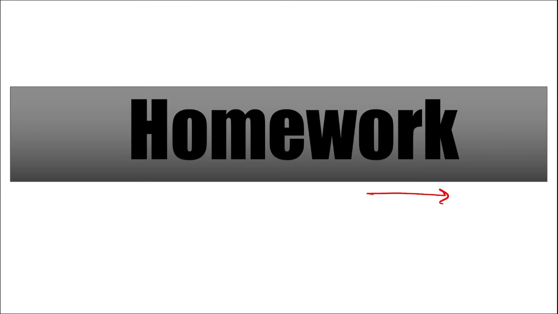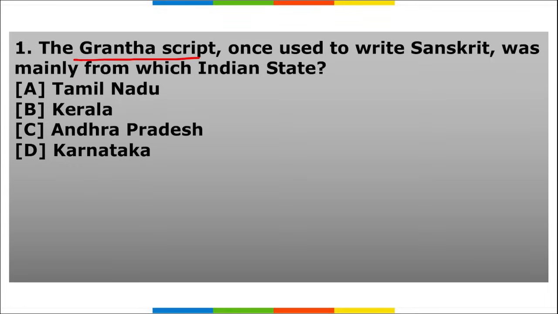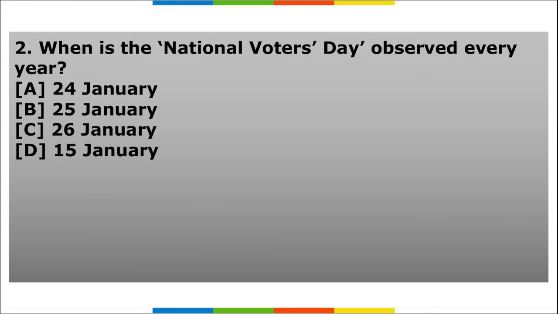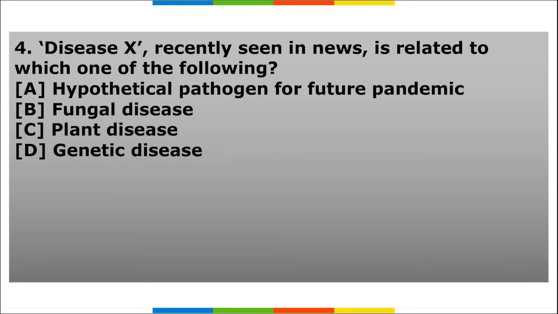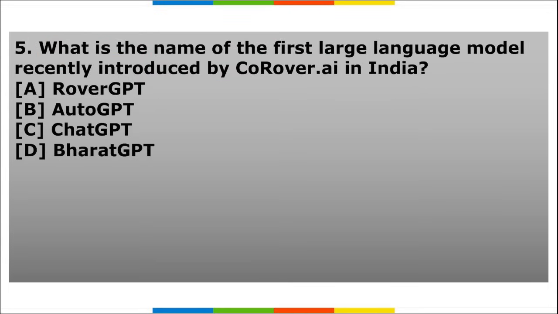Next is our homework section. First, the Grantha script once used to write Sanskrit was mainly from which Indian state? Second, when is the National Voters' Day observed every year? Third, what is the IUCN status of wandering albatrosses recently seen in the news? Fourth, disease X recently seen in news is related to which one of the following? And fifth, what is the name of the first large language model recently introduced by CoreOver.ai in India?